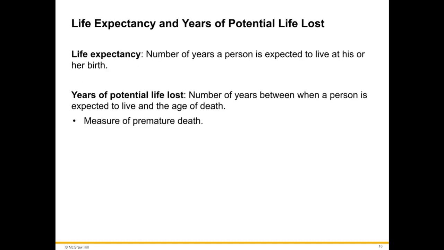Life expectancy and years of potential life loss. Right? So life expectancy, the number of years a person is expected to live at his or her birth. The years of potential life loss, the number of years between when a person is expected to live and the age of death. A measure of premature death. Right?